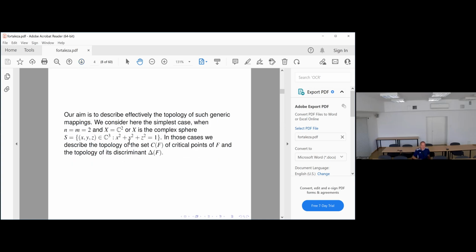Now, our aim is to describe effectively the topology of such generic mappings in the case of C2 and the sphere S. However, we introduce some tools which are convenient for the study of general polynomial mappings from Cn to Cm. In fact, we pose a very general theorem which covers almost all situations. However, we apply this very general theorem only to these two cases.